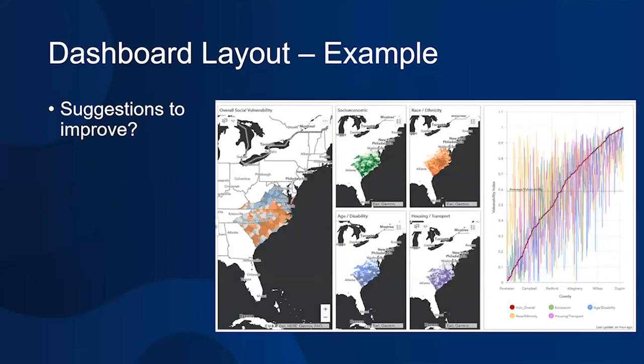Another example: we have a lot of maps. All these maps can be replaced with one map only, with a layer list. Whenever any user wants a layer, he can select it from the layer list. So instead of having 5 maps, I can have one map only with 4 or 5 layers. Then the series chart here is not clear at all.